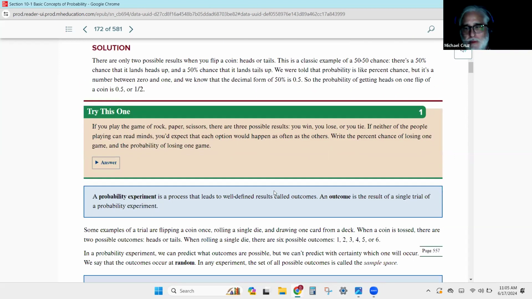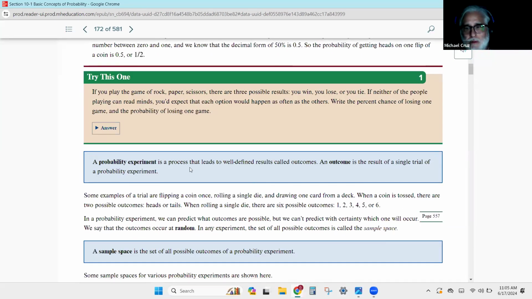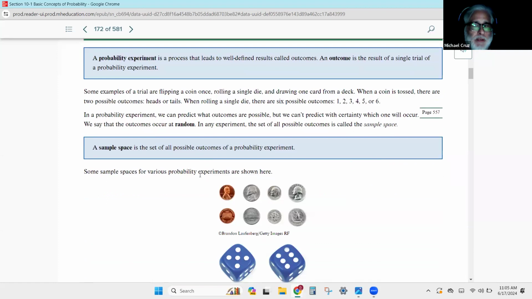All right. So the probability experiment is just a process that gives us a well-established result. Like I said, 2 sides of the coin, 6 sides of a die, 52 cards in the deck.